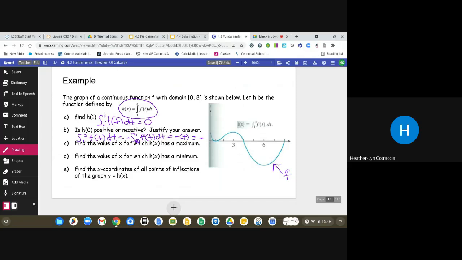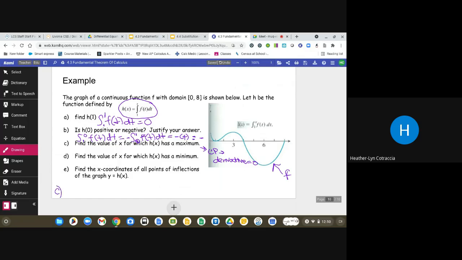Okay. Find the value for x at which h of x has a maximum. So when do maximums and minimums happen? Maximums and minimums happen at critical points, which is when the derivative equals 0. And then we're going to use a sign pattern picture to figure out which critical values become maximums. Okay, so we need to find the derivative.